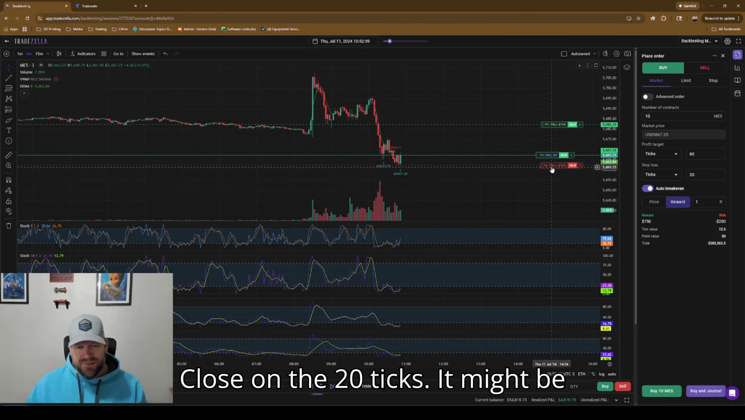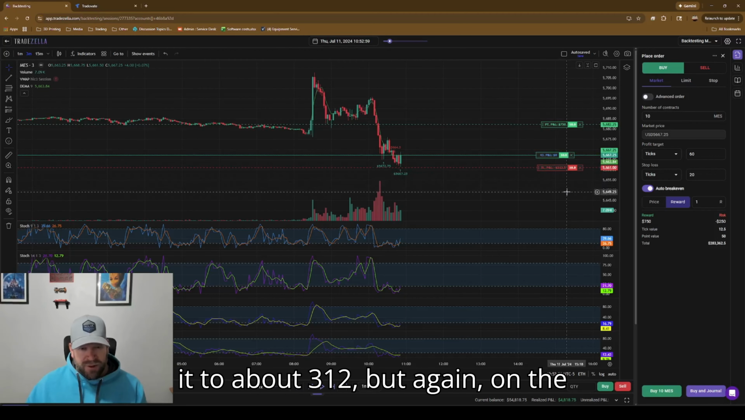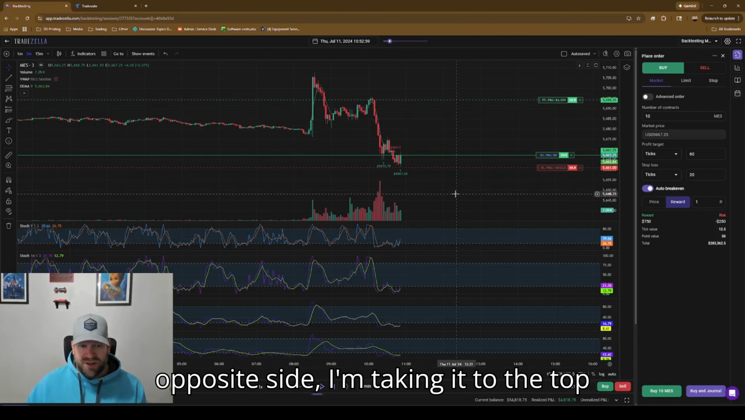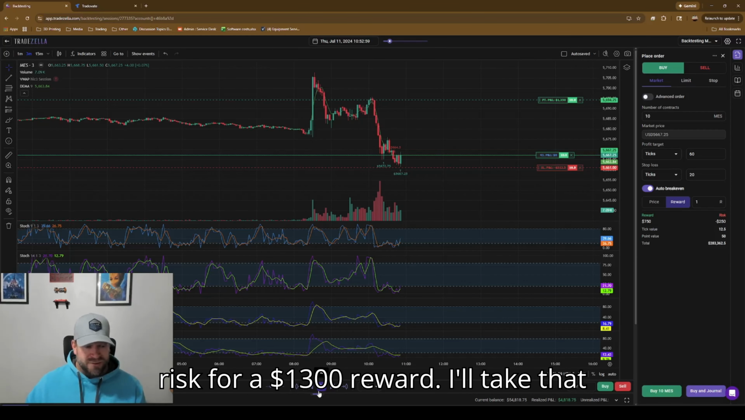Close on the 20 ticks. It might be 22, 23. I'll take it to about 312. But again, on the opposite side, I'm taking it to the top of that range. That's 1300. $300 risk for a $1,300 reward. I'll take that all day.